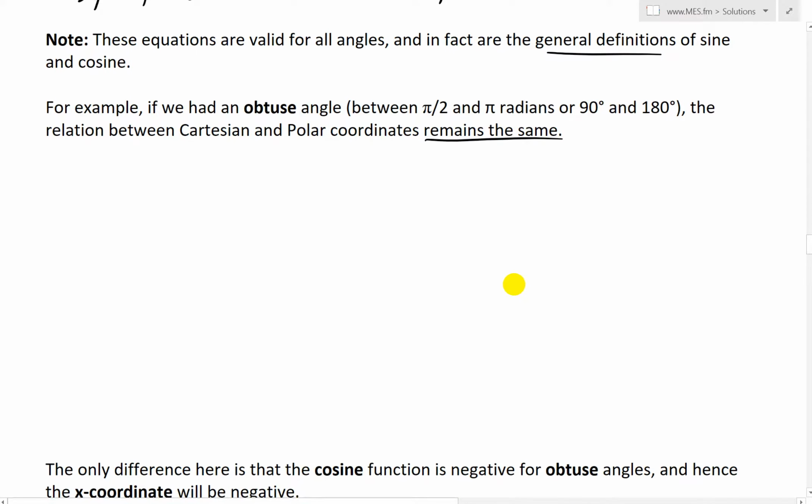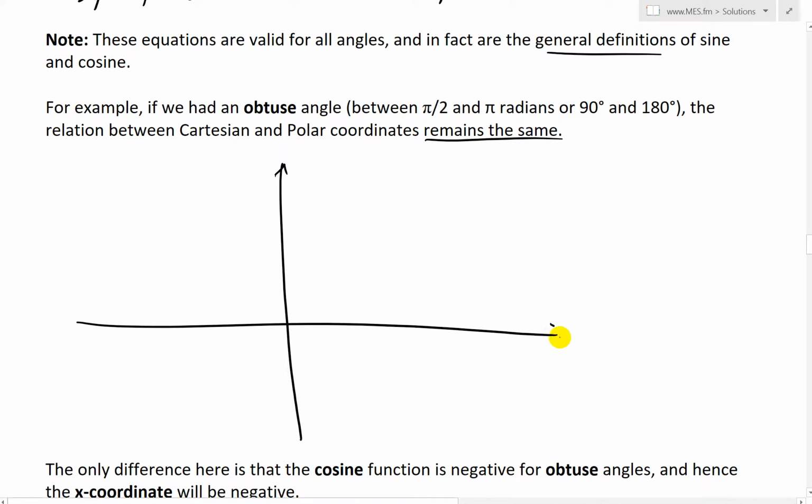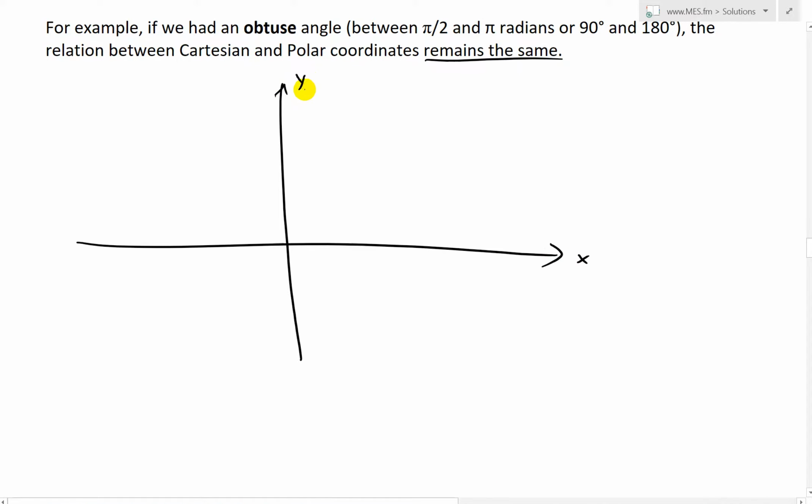And so for example, if we had a different angle like this, so this is just the x, y, and that's the polar axis, and let's say we had a point here, and then this over here is going to be our r. This is our angle, so it's obtuse, between pi over 2 and pi radians, or 90 degrees to 180. Nonetheless, if we have it down here, this is still going to be x, and this is still going to be y. This is our new P, let's write this as P(r, theta) equals the coordinates P(x, y).